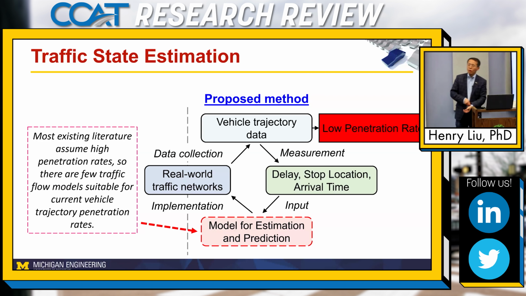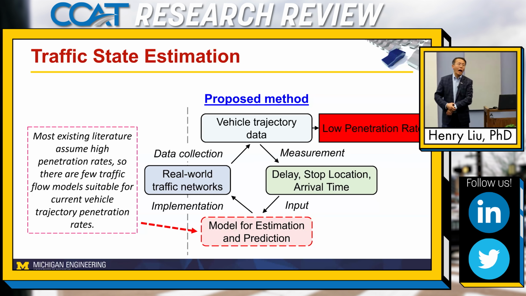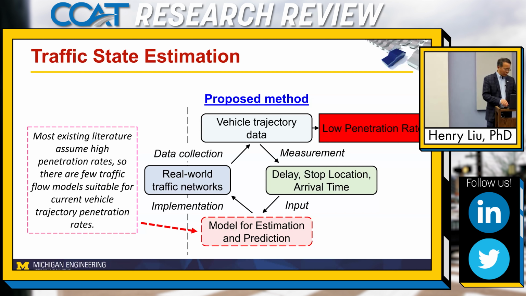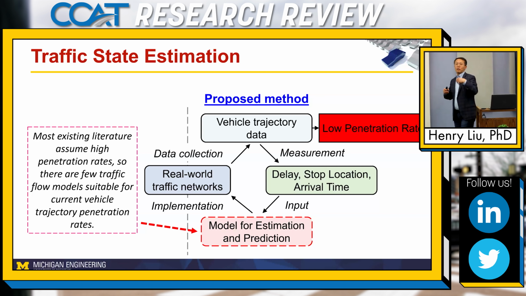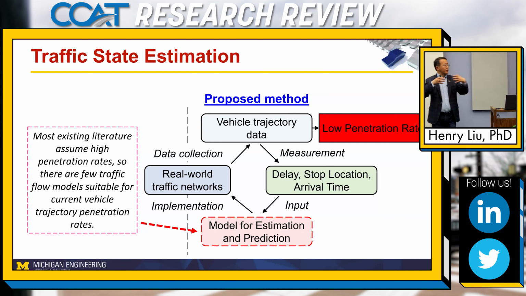And then also in the traffic flow theory, we don't have a traffic flow model that works directly with trajectory data. All the traffic flow models work perfectly with volume, density, and speed data, but they do not have connections directly to the vehicle trajectories. So we have to come up with a new model.